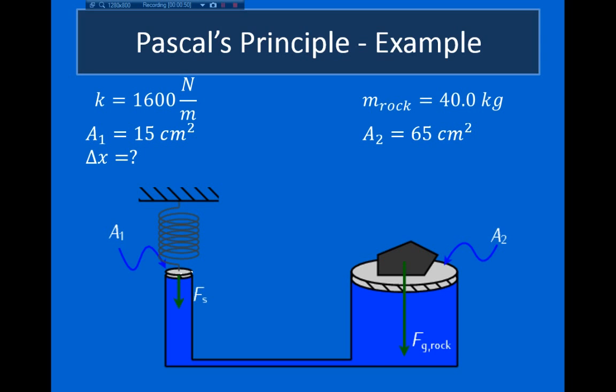So the basic idea behind this problem is that when I place a 40 kilogram block on top of this plunger, it'll increase the pressure of the fluid. And as a result, the pressure underneath this plunger is going to increase, causing an upward force. And that upward force is going to move this plunger upwards, compressing the spring. And the plunger will continue to move upwards and compress the spring until the spring force that's pushing down on the plunger cancels the upward force that's caused by the pressure of the fluid.